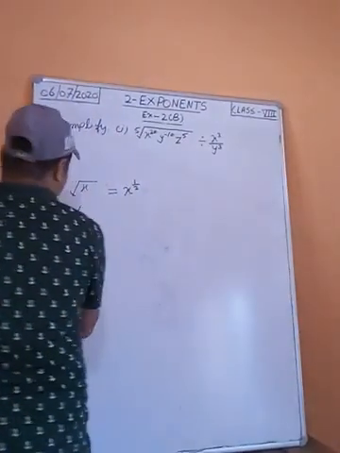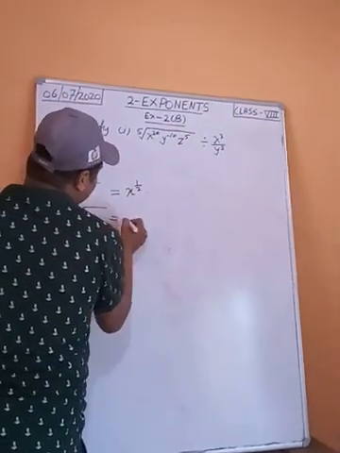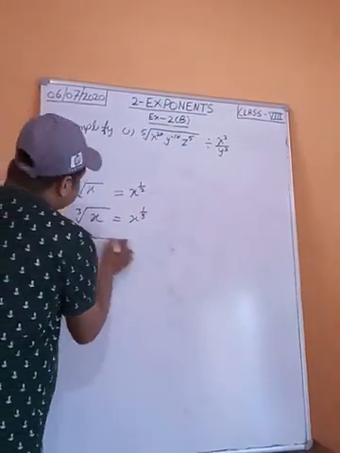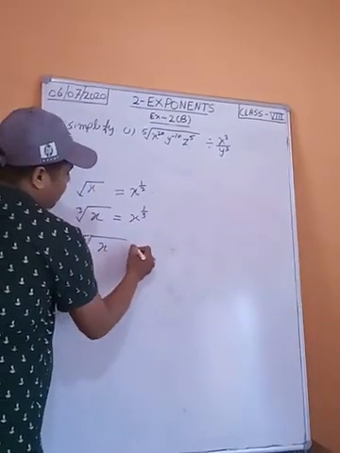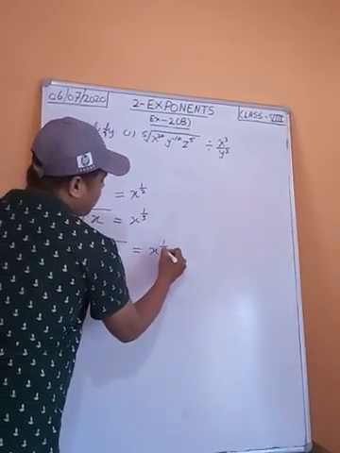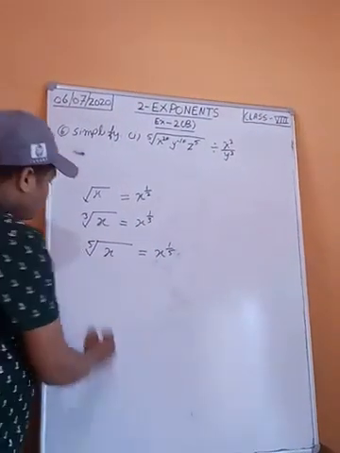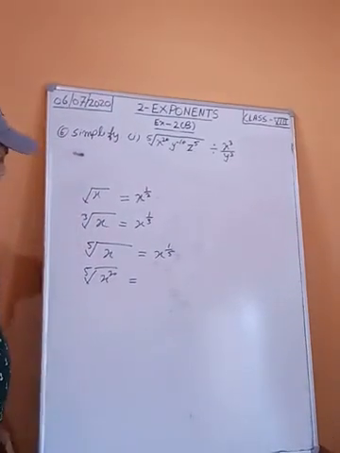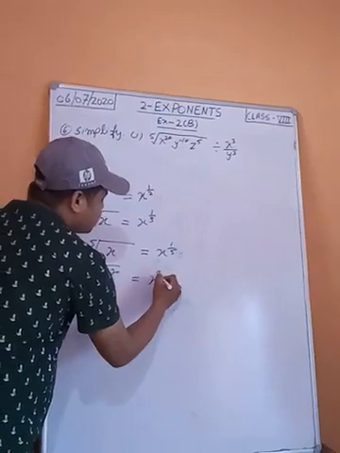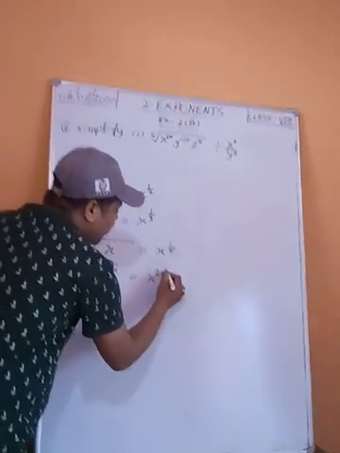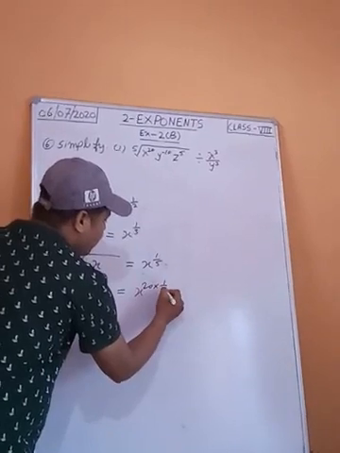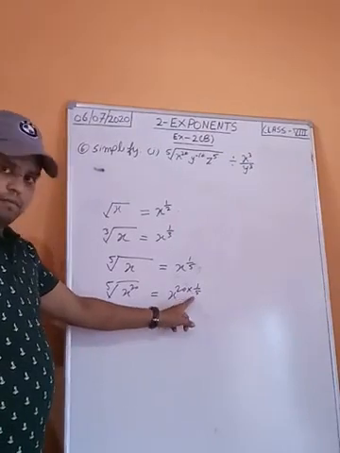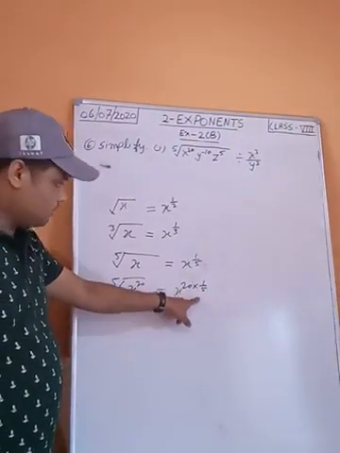If here is cube root x, we can write x raised to power 1 upon 3. If here is 5 and then x, we can write x raised to power 1 upon 5. Suppose it is written like this, so we can write x raised to the power 20 multiplied by 1 upon 5. Like this we can write.